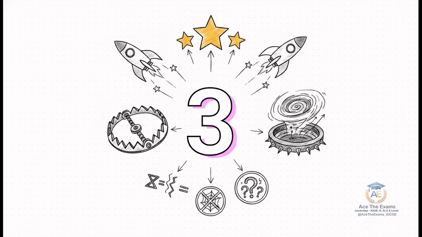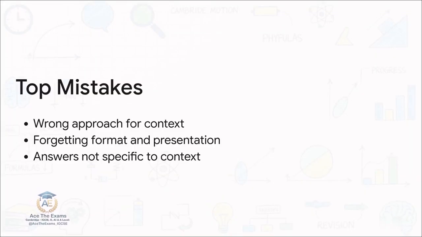These are the 3 specific traps that definitively separate the A-stars from the Bs and the Cs. If you can identify and eliminate these 3 errors from your exam execution, your mark potential is going to absolutely skyrocket. So, let's break down these top 3 mistakes. Number 1, using the wrong approach for the context. This is the absolute classic trap. A student sees the word sun in question 4A and immediately starts writing a whole paragraph about gravitational fields. But if they had actually read the command word, they'd realize the specific context of the question was about the electromagnetic spectrum. They just needed to list infrared, visible, and ultraviolet radiation. 0 marks.